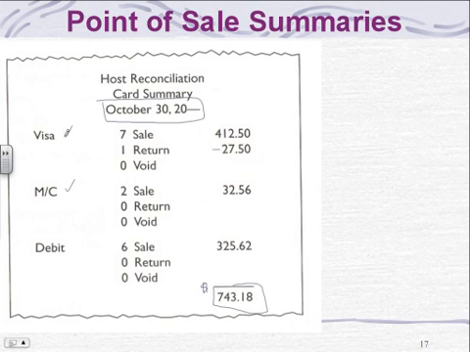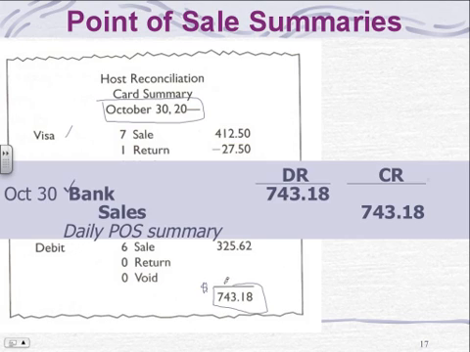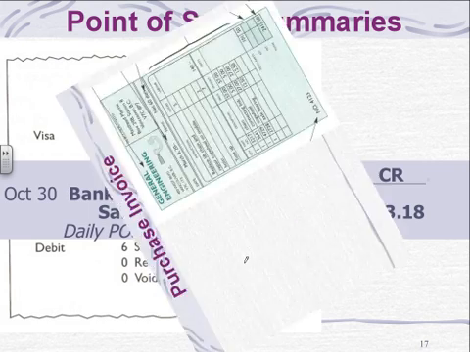And I'm going to be talking to you about Visa and MasterCard later on in grade 12, but generally we kind of treat those as cash sales, and debit cards are cash sales too. So here, for $743.18, we debited bank, because bank goes up, and our sales goes up, so we're going to credit sales. So far, so good. And then we'll move on.